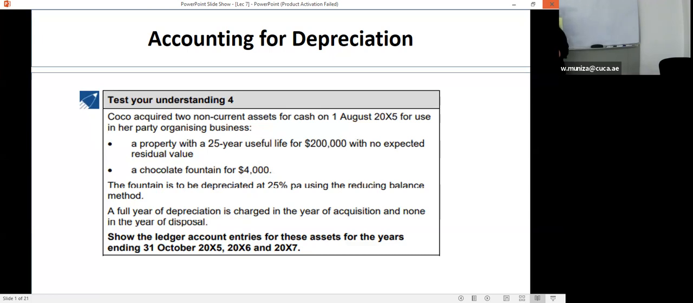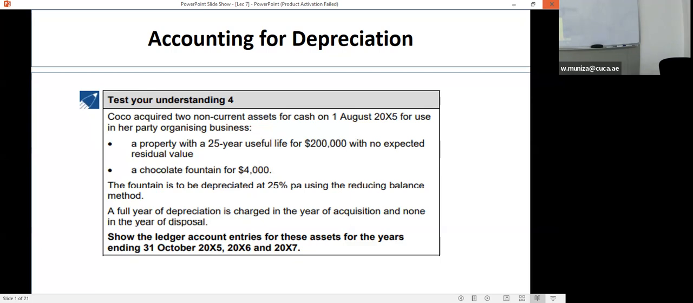So this line is very important. Now one by one we are going to pass the accounting entry, students. When the assets have been purchased on 1st August 2005, what accounting entries are we going to pass?